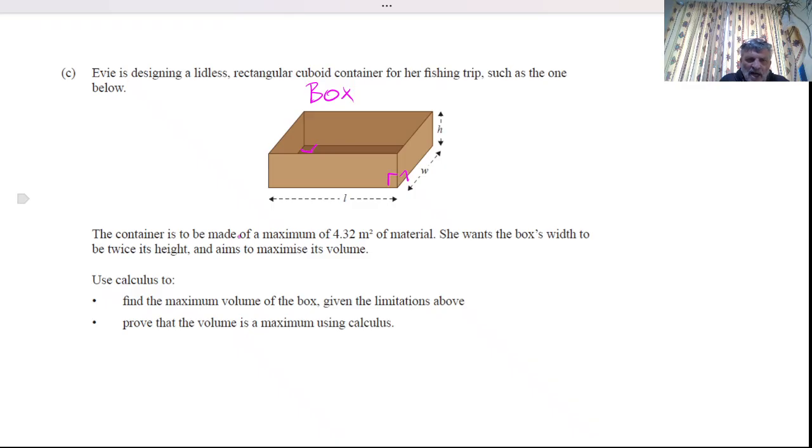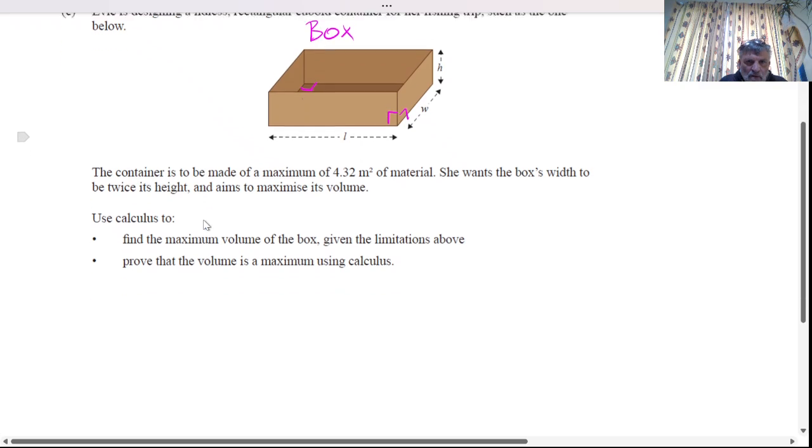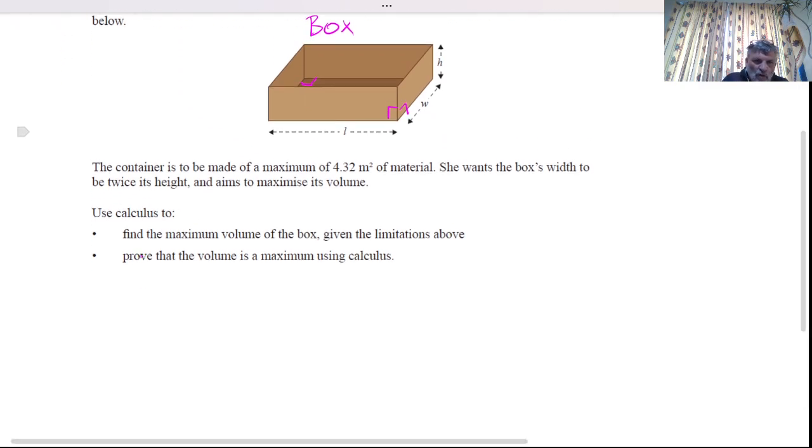There's a constraint. The container is made of a maximum of 4.32 meters squared of material. It's reasonably trivial to reason that if we don't use all the material, we can't possibly have a maximum. We could always extend the length. Everything else being equal, we can extend the length and we'll get a bigger volume with the extra material. So let's write out some equations. We're trying to maximize the volume, and the volume is equal to the length times the width times the height.